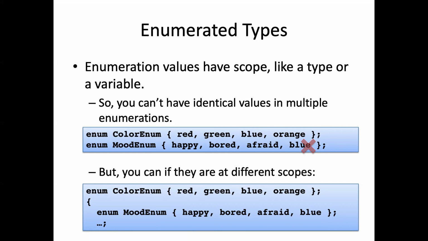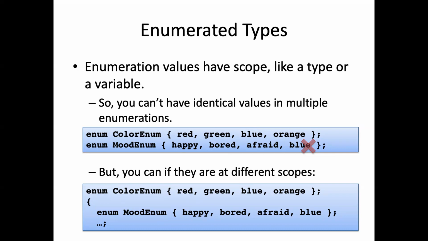You can do the thing I'm showing down at the bottom. Just like declaring variables, the compiler will let you shadow a previous definition, as long as you do it at a different scope. So like I'm showing up in the middle of the slide, you can't have both of these declared at the same scope, because you'd have 2 different definitions of blue. But if you define them in different scopes, the compiler will let you do this.